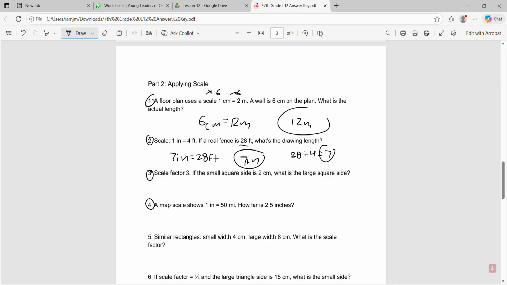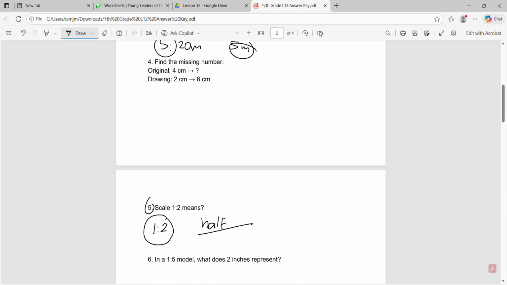Scale factor 3. If the small square side is 2 centimeters, what is the large square side? So it's asking for the large side. We don't know what this is, but it tells us the scale factor is 3. So the large number is 3 times the small number. So just multiply 2 by 3 and you get 6. 2 to 6. This is our answer.